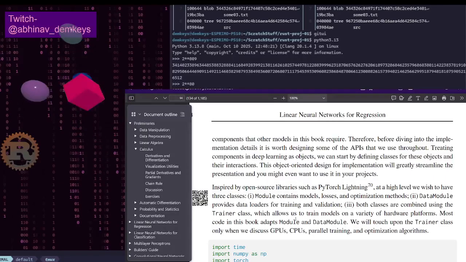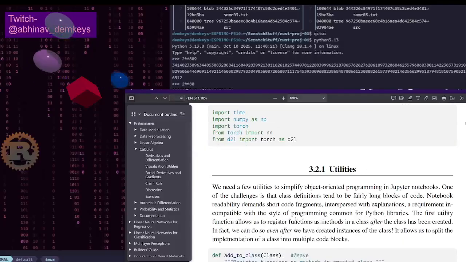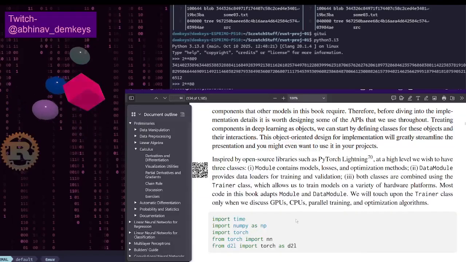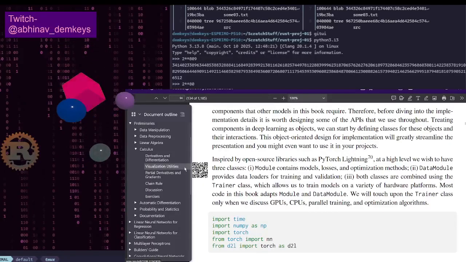Okay, so back to this. At a high level, we wish to have three classes. Module contains models, losses, and optimization methods. Data module contains data loaders for train. Hold on. Why is it saying this as if this doesn't already exist?